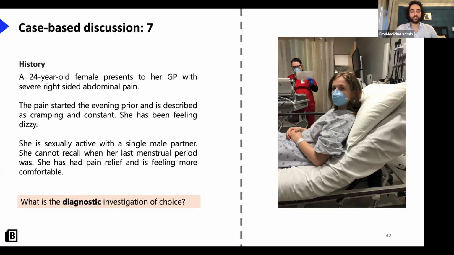Ectopic pregnancy. Brilliant. Fantastic. So yes, an ectopic pregnancy is a gynecological emergency, or obs and gynae emergency, and the diagnostic investigation of choice is a transvaginal ultrasound. So essentially, an ectopic pregnancy is just a pregnancy, an egg has got fertilized and that pregnancy has taken place in a location where it shouldn't have.